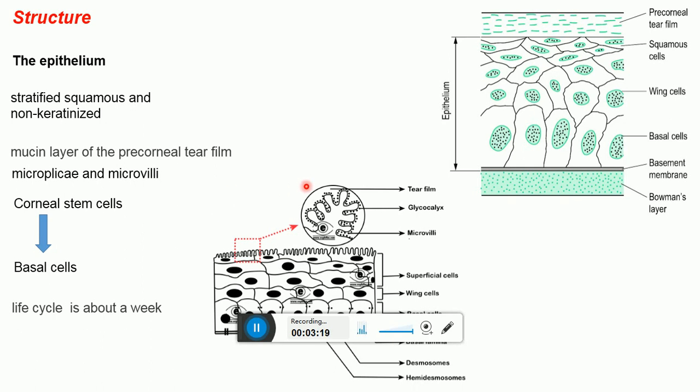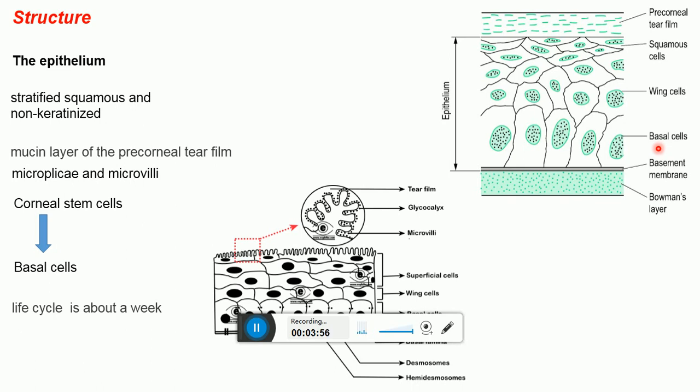The surface corneal epithelial cells have numerous microvilli and microplicae, and these cells secrete glycocalyx, which helps in adhesion and stability of the tear film. Here you can see the tear film, the glycocalyx, and the microvilli. Epithelium is divided into a superficial squamous cell layer, then the middle wing cell layer, and then the inner basal cell layer.